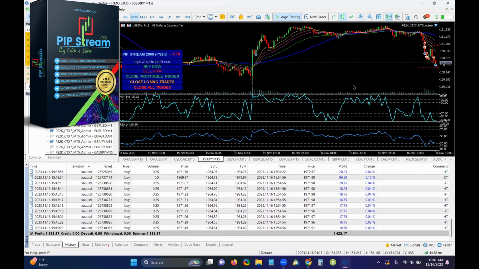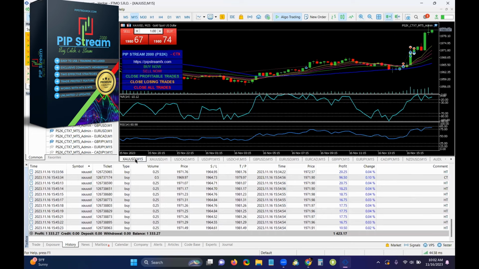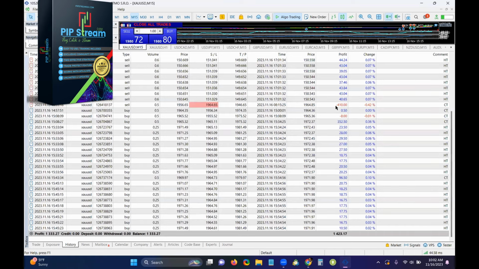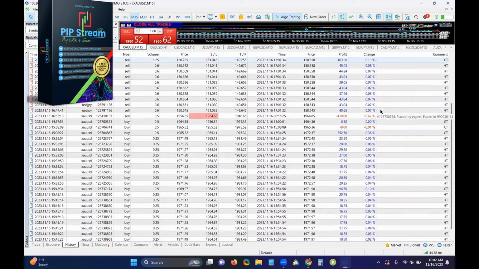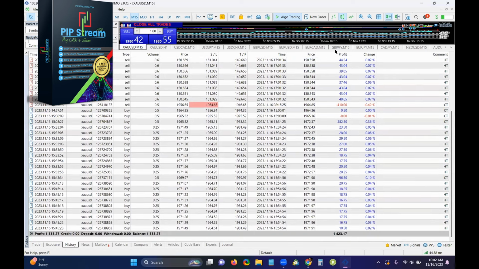Two hammer times on here on UJ, two hammer times on gold. I could have had a third one, but hey, I think 1,400 for the day is pretty good. And just to see all the trades, these are all the trades right here for the day. Looking pretty good. All right, I think we're gonna call it a day.